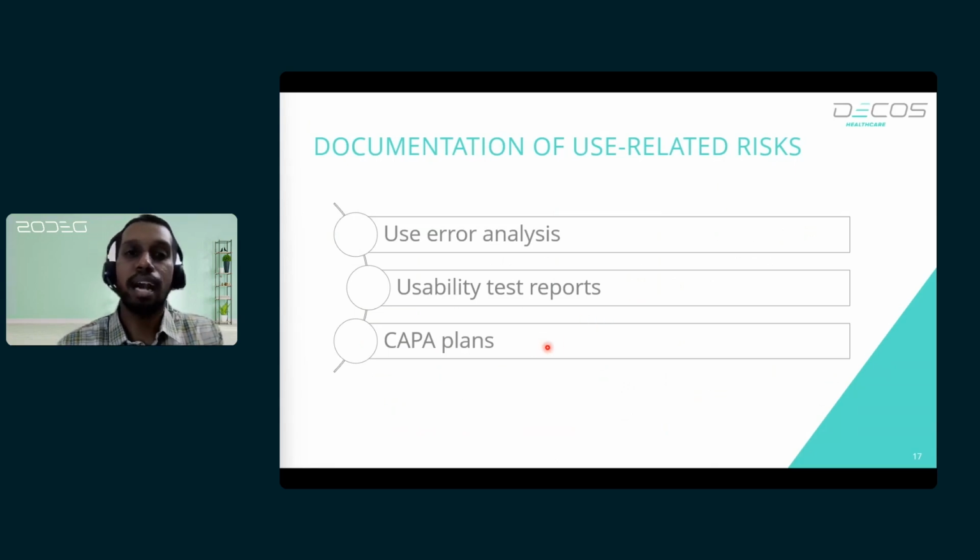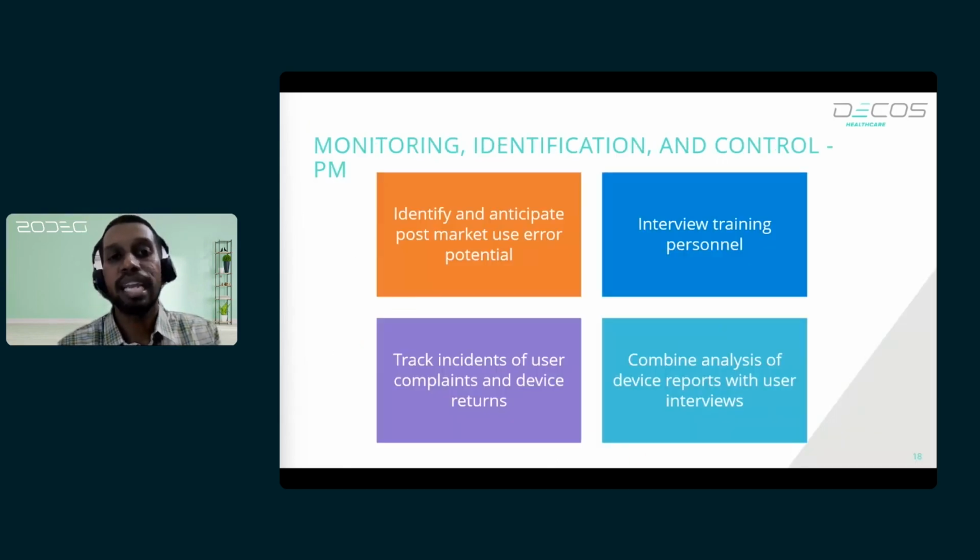And we'll be creating CAPA plans for the modifications that have been done. CAPA is nothing but corrective action and preventive action for the use errors that we have identified. And these are the plans that we have put forth. Whenever there is a use error that can take place, these CAPA plans would help us to mitigate these identified risks.